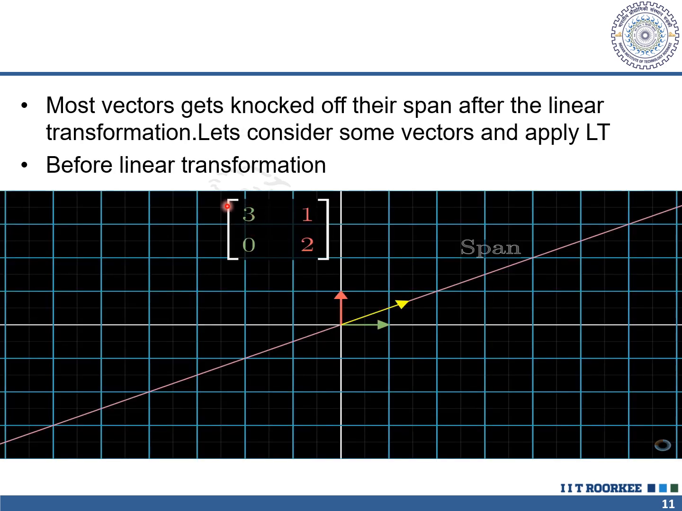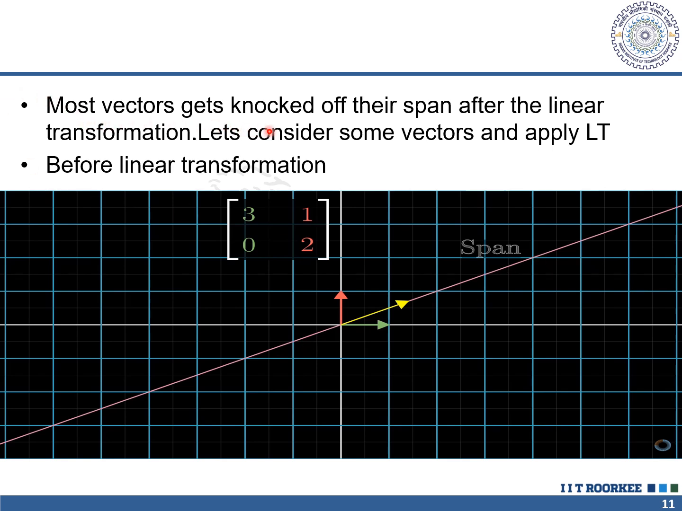So this is my linear transformation matrix [3 0; 1 2], where my bases are (3, 0) and (1, 2). Now let's consider some random vector for linear transformation. This is the vector and this is its span, and its direction is not changing along this span. So what is given here?